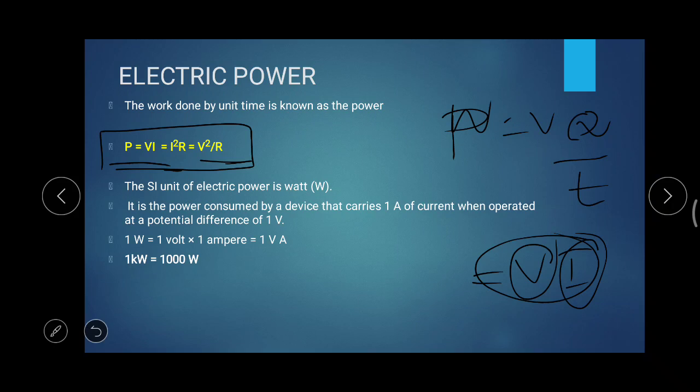Okay. So 1 watt is equal to 1 volt into 1 ampere, that is V into A. So 1 watt is actually 1 volt ampere. And 1 kilowatt is equal to 1000 watt. The watt, the unit of power, is the SI unit. Actually that is a very small value. For higher values we are using the kilowatt, which is equal to 1000 times watt.